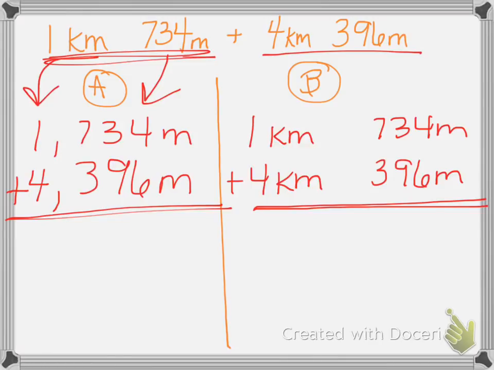All right, let's go ahead and add 6 and 4 equals 10, regroup the 1. 13, regroup the 1. 11, regroup the 1. 6,130 meters.